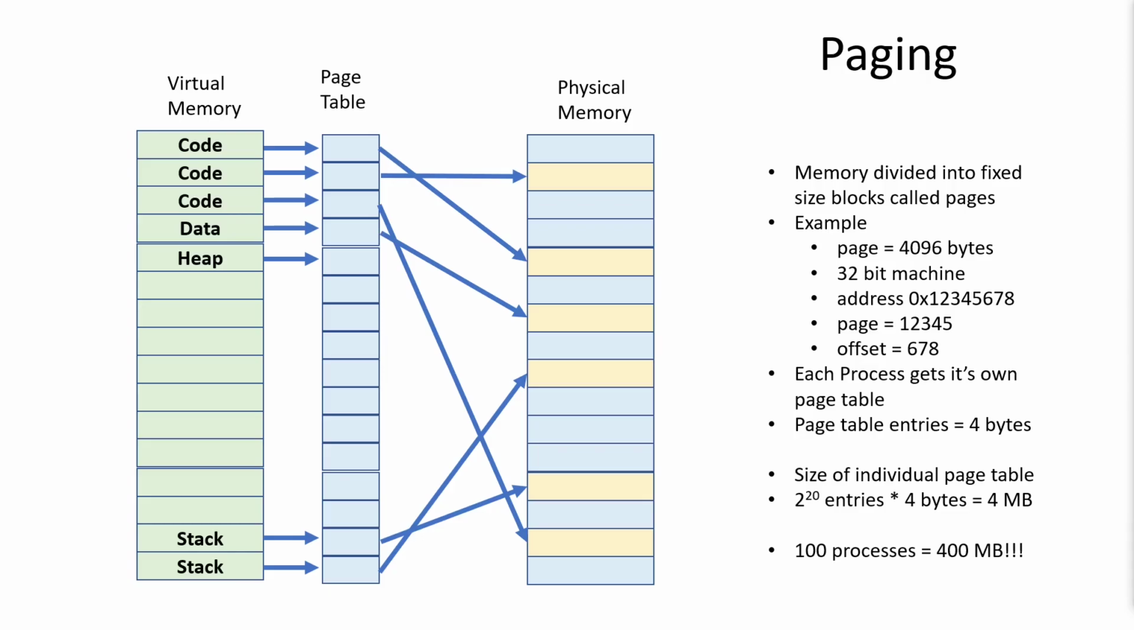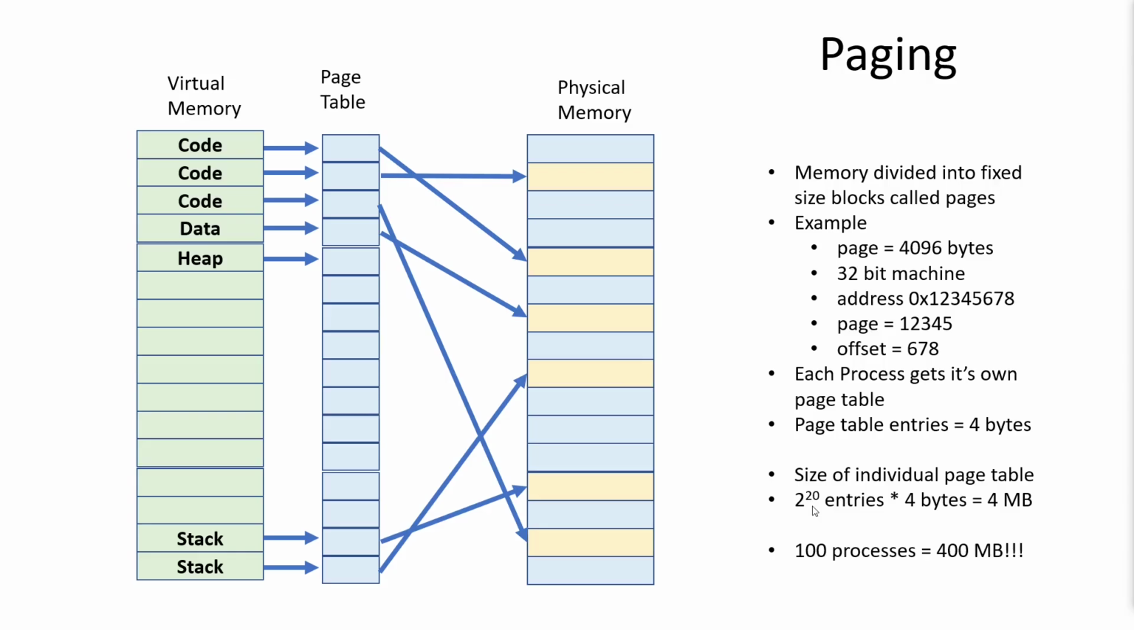That's a lot, 2 to the 20th. So I'm going to divide the address into 2 parts: my page index and the offset into my 4 kilobyte page. And remember, each process gets its own page table. This is a huge table, and every process gets one. The page table entries are only 4 bytes, while the pages are 4 kilobytes, but it still has 2 to the 20th entries.